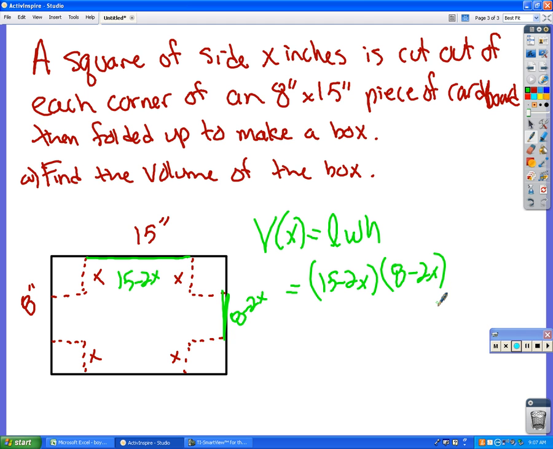And then what will the height of the box be? Just plain old x. Because when you fold those up, the x that you cut out is going to become the height of the box. Okay, so that's the formula for the volume of the box. Okay, so we'll start here tomorrow. Tomorrow we're going to figure out what the maximum volume will be. So unfortunately that means we have no assignment.